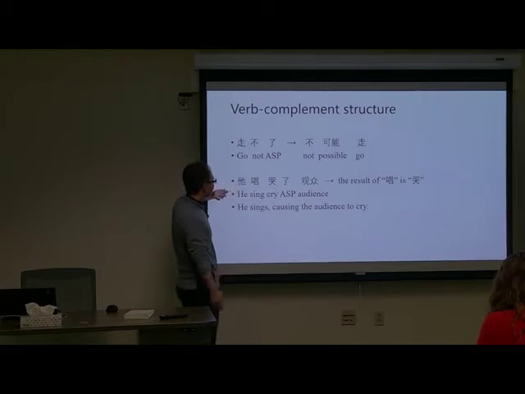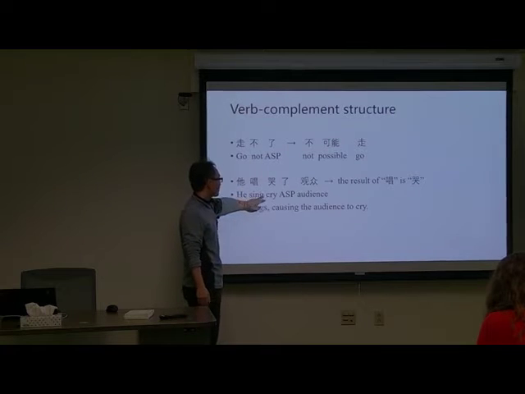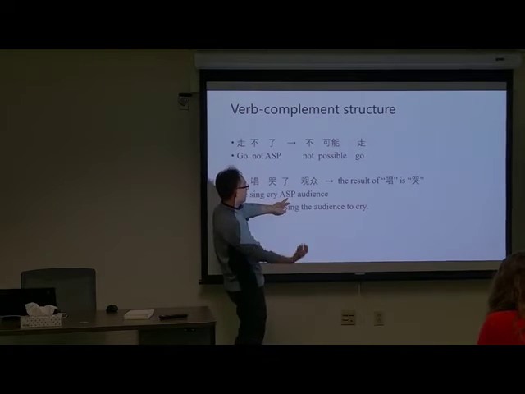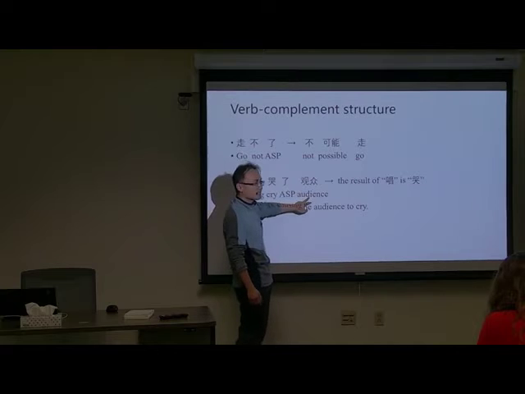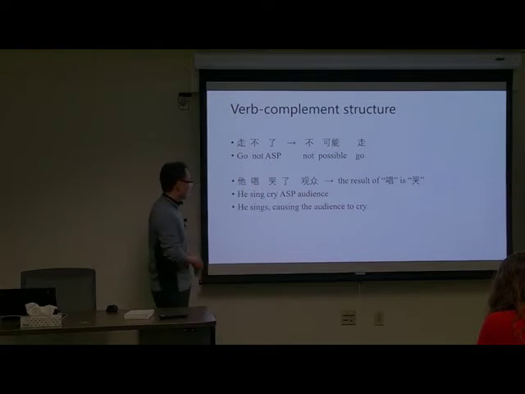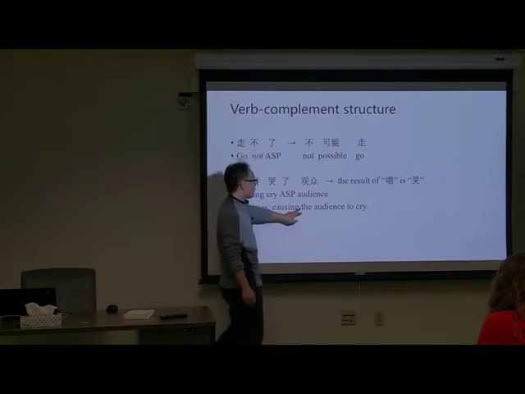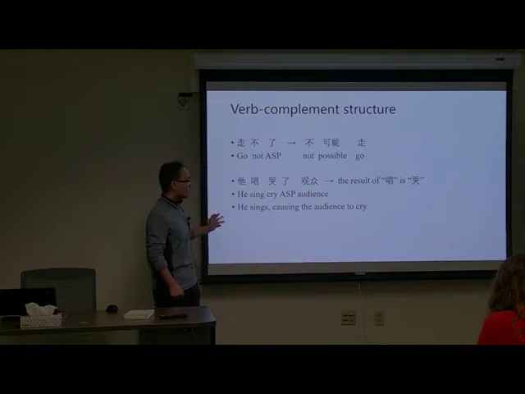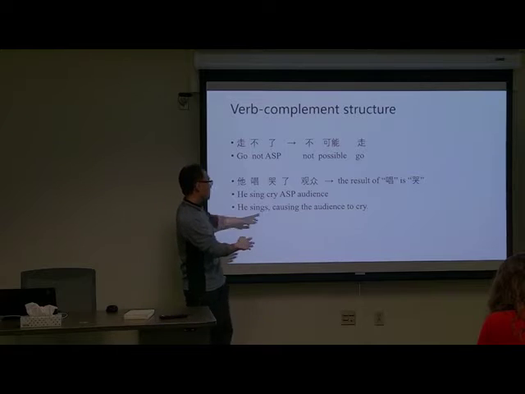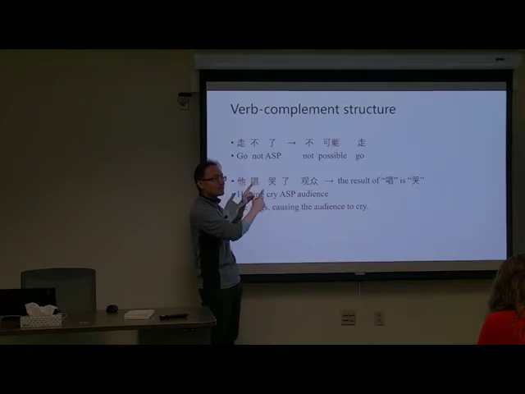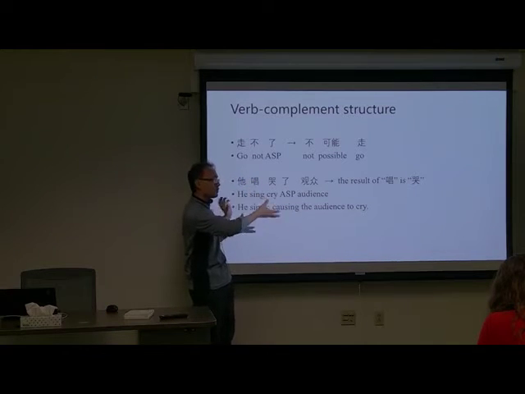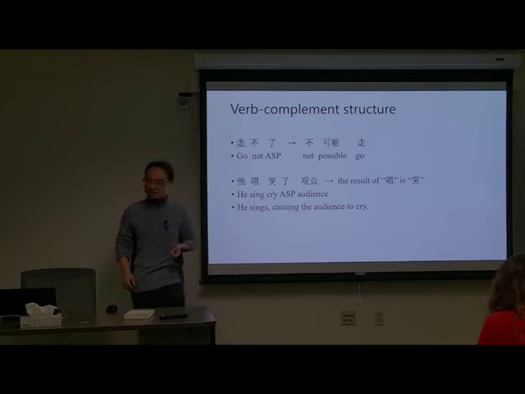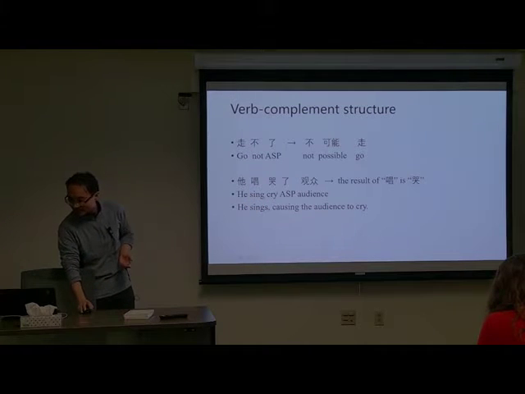And there are things like this. "He sing, cry, complete audience." What does this mean? He sings, causing the audience to cry. So in AMR, it's easier because we can use the concept cause to combine the two predicates. In this way, it's really awesome.